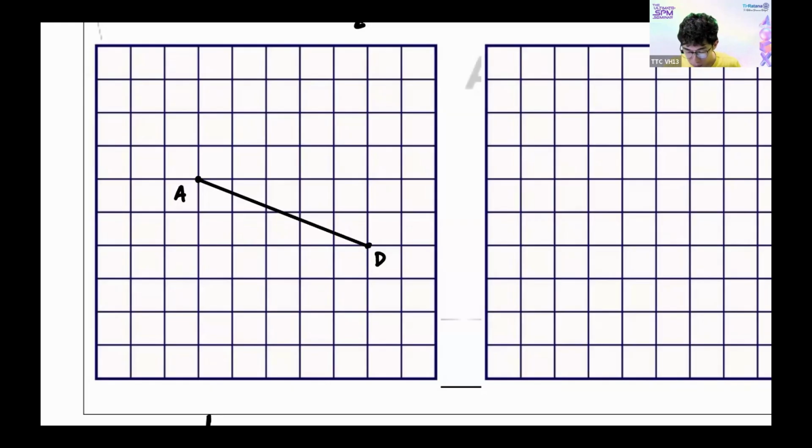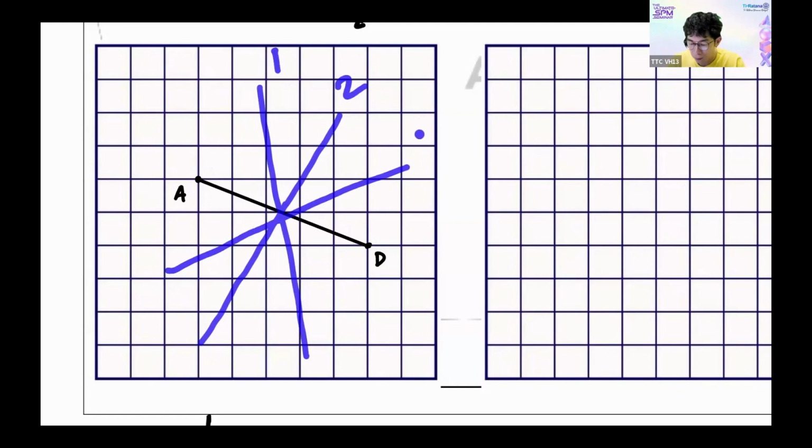Students, can you see roughly the middle point of A to D? The middle will be roughly here, right? So everyone, tell me, 1, 2, and 3, which one is perpendicular, which one is serenjang to your AD? Obviously, number 2. That's why if I want you to draw it using pencil, roughly only, you can actually draw it. It's only roughly.